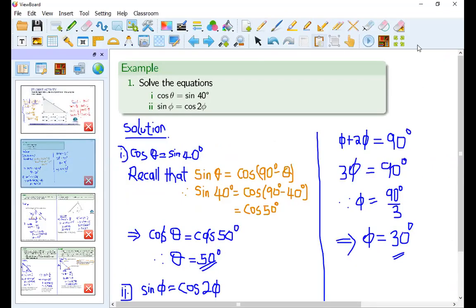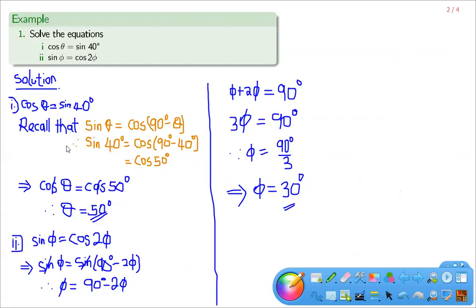All right. So here are the solutions to the example. The first part, cos theta equals sine 40 degrees. Recall that sine theta is equal to cos of 90 degrees minus theta. We've just seen that right now. That means our theta is given as 40 degrees. So sine 40 degrees equals cos of 90 minus 40 degrees, which means sine 40 degrees is equal to cos 50 degrees.